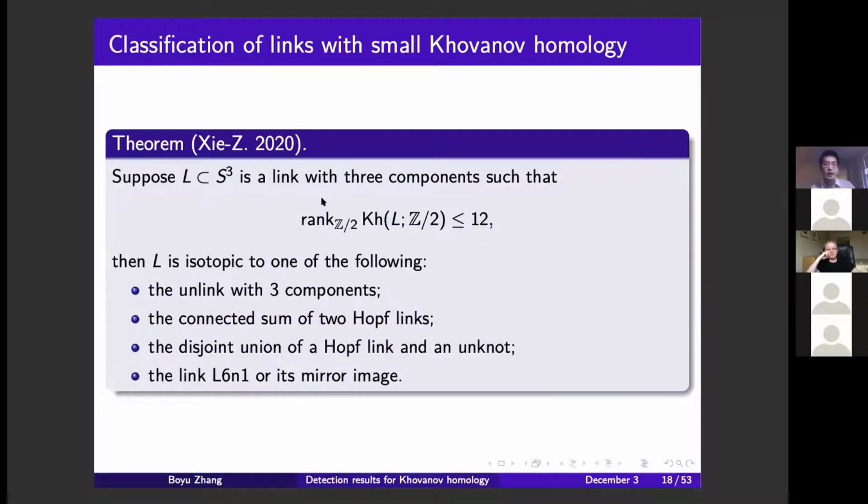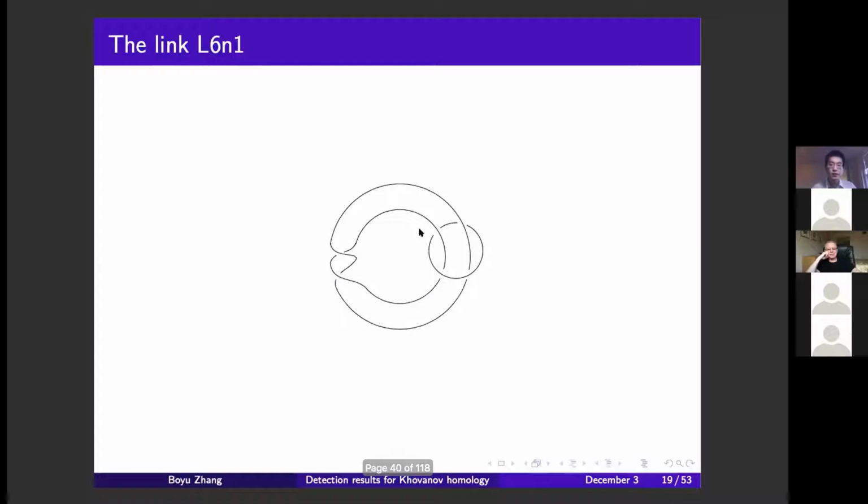And we also obtained a classification of links with 3 components whose Khovanov homology has rank less than or equal to 12. Here we also got a bunch of examples given by unlinks and connected sums of Hopf links. And then there's one more possibility that's given by the link L6n1, which is this link.